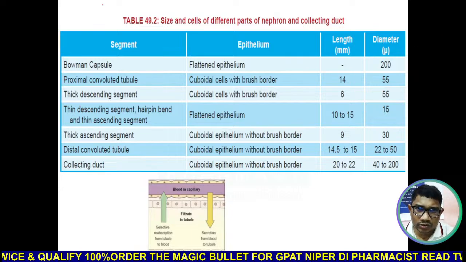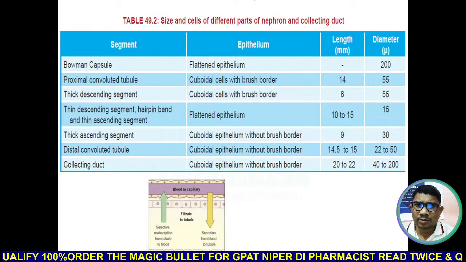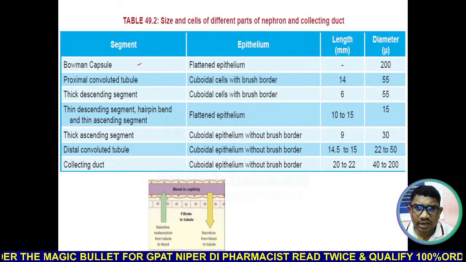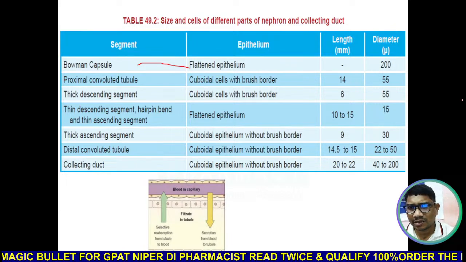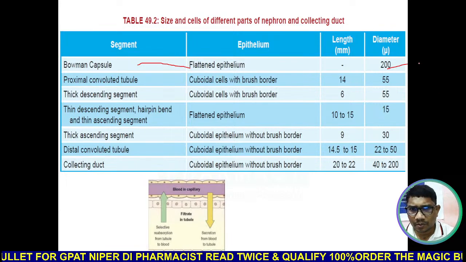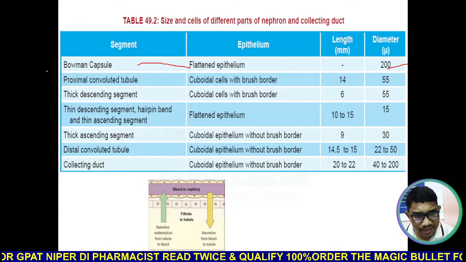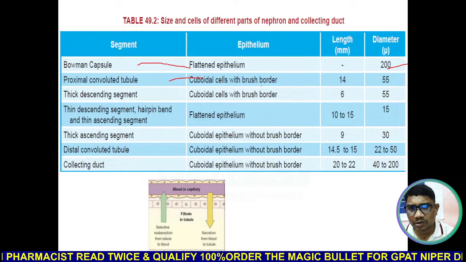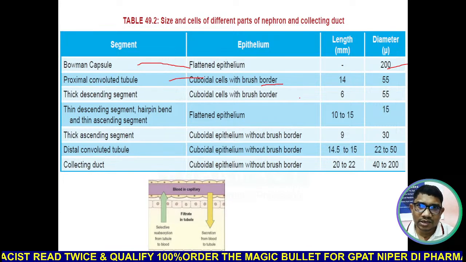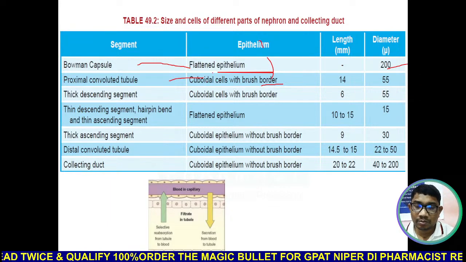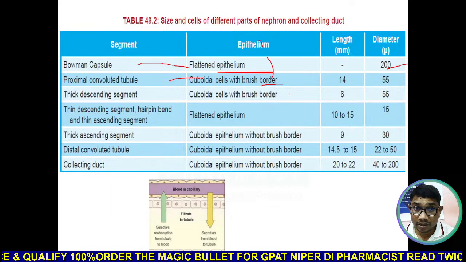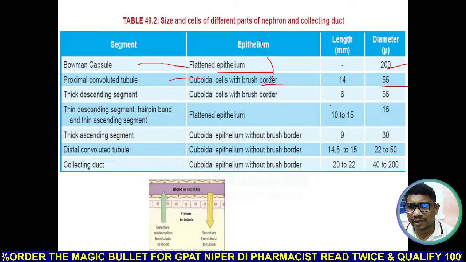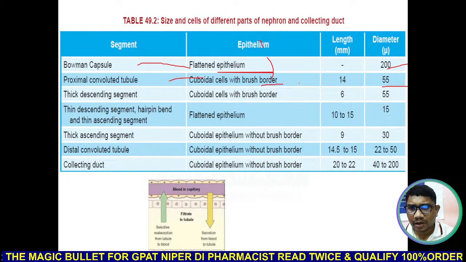Now यहाँ पे कुछ दिया है, size and cells of different parts of nephron and collecting duct. Bowman's capsule में जो epithelial cells हैं, in the Bowman's capsule epithelial cells may be a size of 200 micron. Flattened type of epithelial cells are there. In the PCT, cuboidal type of cells with the brush borders. Cuboidal मतलब क्या? In the PCT, cuboidal epithelium is there. In the Bowman's capsule, flattened epithelium. Okay. In the PCT, cuboidal epithelium size इसका है 55 micron, length है 14 mm.